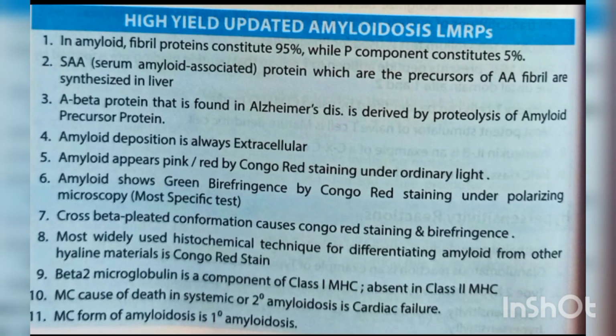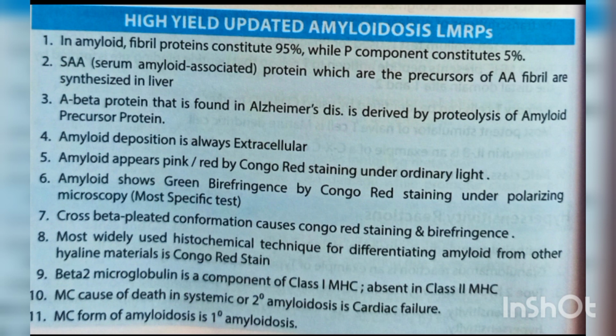In amyloid, fibril proteins constitute 95%, while P component constitutes 5%. SAA, serum amyloid associated protein, which are the precursors of AA fibril, are synthesized in liver. A beta protein that is found in Alzheimer's disease is derived by proteolysis of amyloid precursor protein. Amyloid deposition is always extracellular.